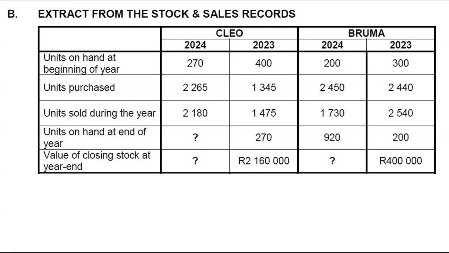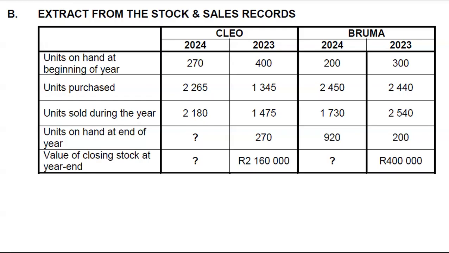And when we read earlier on, they told you that there were no returns and there were no damages or stock missing. So here to calculate units available for sale, it'll just be that 270. You add it with that 2,265. It'll give you units available to be sold. If you subtract the units sold from units available to be sold, you will be left with closing stock.